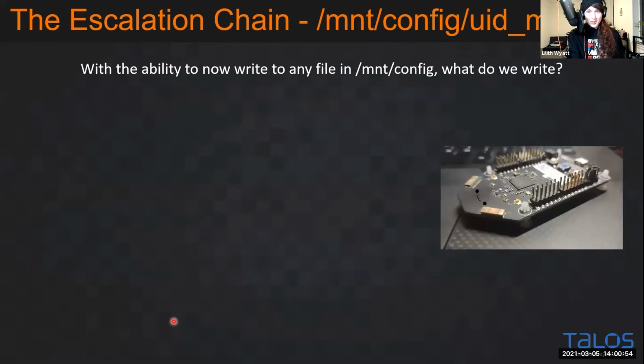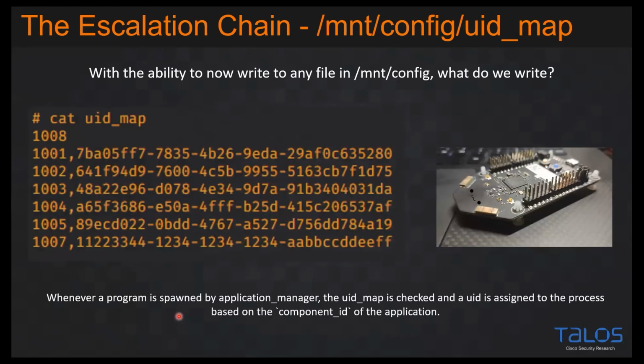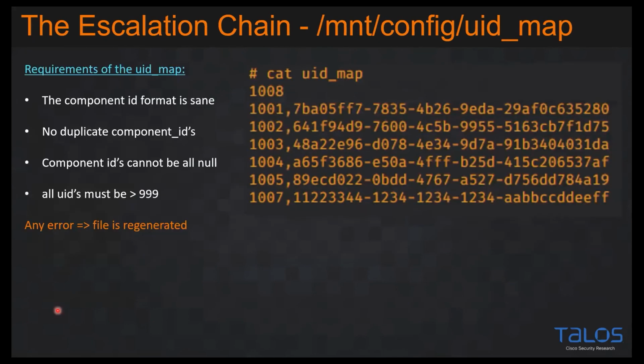All right. So where are we right now? In /mount/config. Okay. So back to the UID map. Since this thing maps component ID to a UID, let's mess with this file, right? And so something key, this file is only checked when an application is spawned, okay? That'll come up later. So it checks this file, looks to see what component ID is running, and then assigns it this UID. Okay.